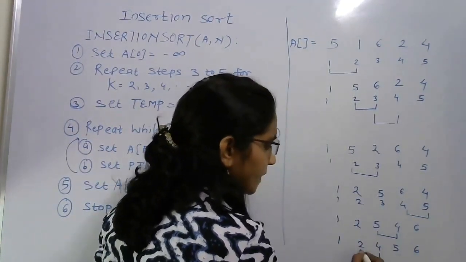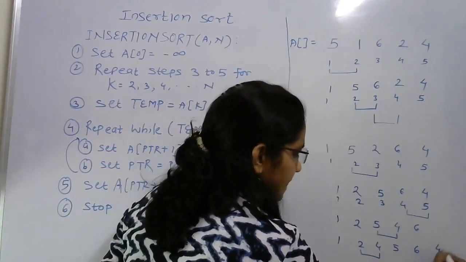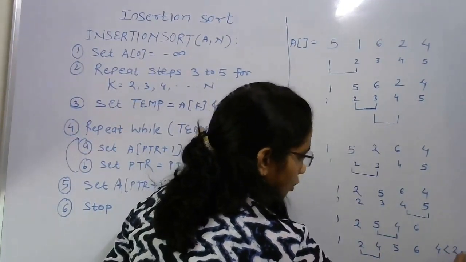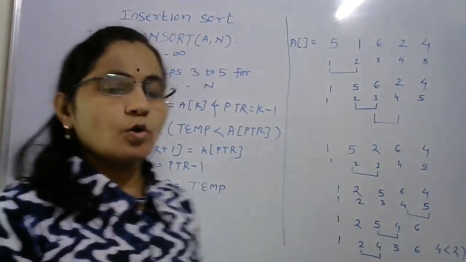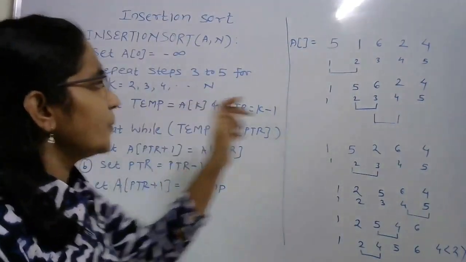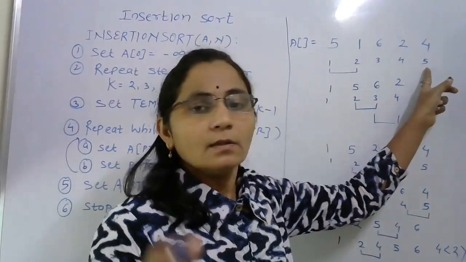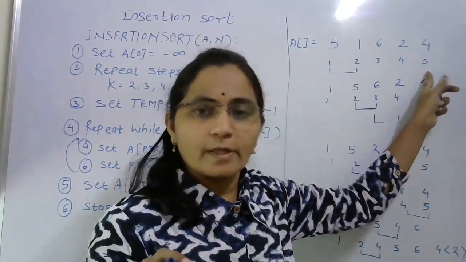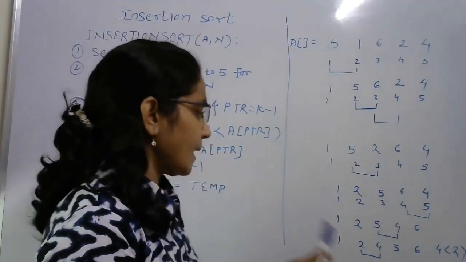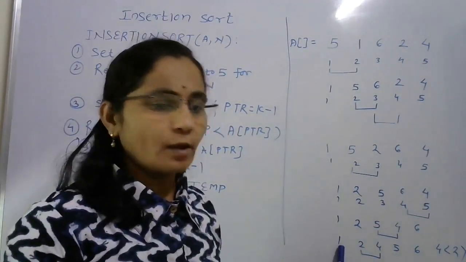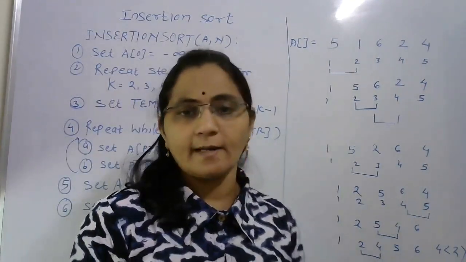Now 4 is compared with the previous element. Is 4 less than 2? No, this is a wrong condition. So that's why go to the next loop. But we reach the nth location, and hence here the algorithm is complete. And finally you will get the elements in ascending order: 1, 2, 4, 5 and 6.